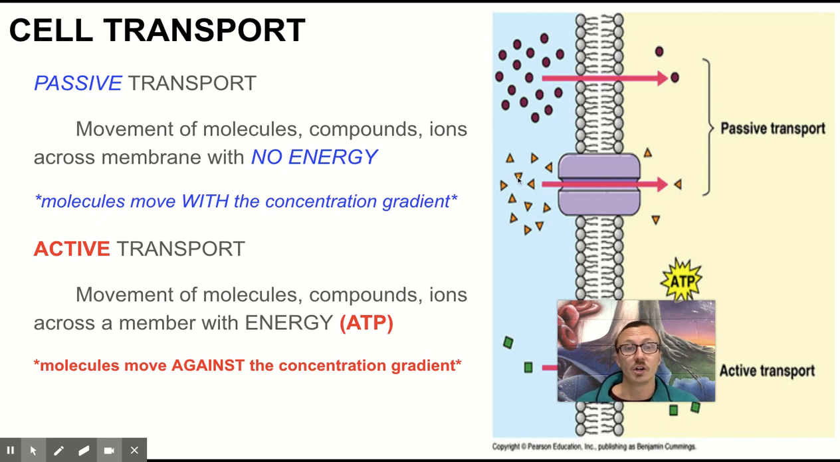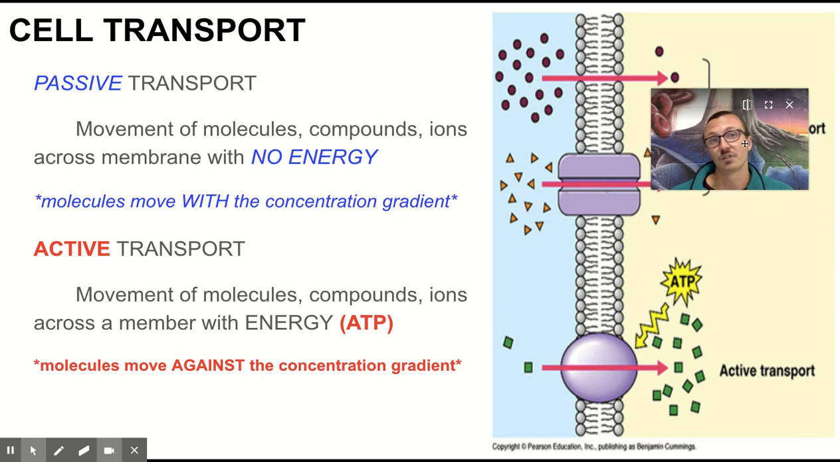Down here, we have a larger molecule that's highly concentrated outside of the cell, and it wants to go in, right? It wants to go from high concentration to low concentration. And in this case, this particular molecule needs some help. And so it's going to pass through one of these integral transmembrane proteins. And a lot of times we call these transport proteins.